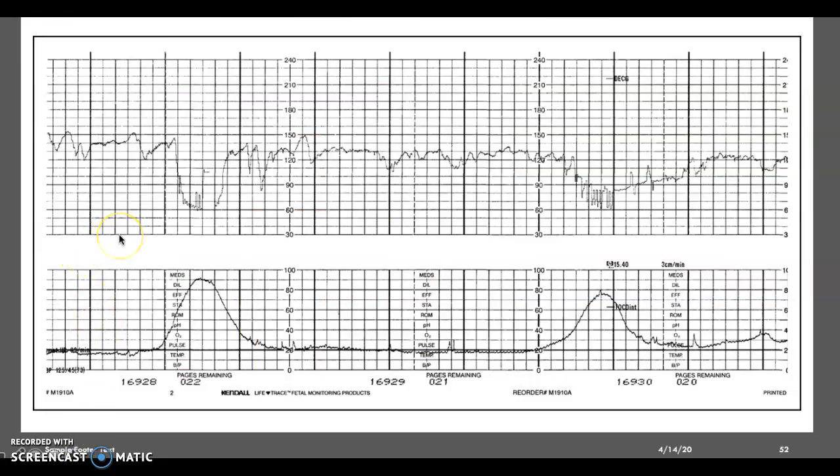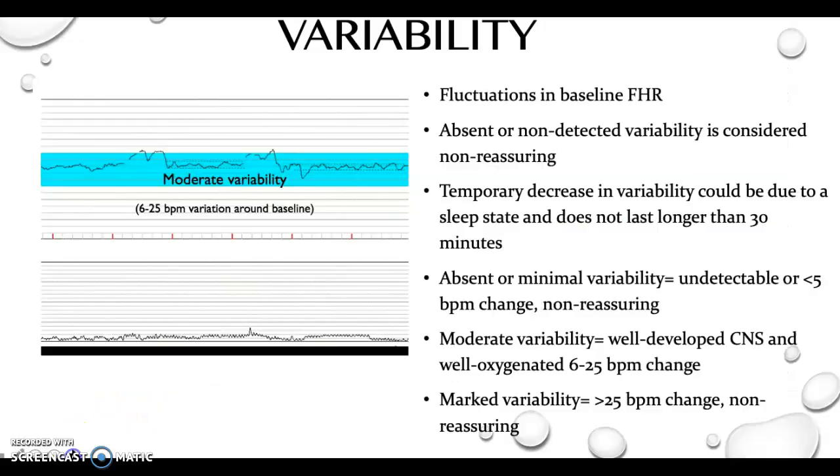This is a really great contraction pattern I have here for you. You can see that these are early decels, which are really great and normal, and it means that the baby is engaged or at zero station into that maternal pelvis. And we see lots of good variability, even some good accelerations in here. This is a variable decel caused by cord compression. So you can see that's a really good fetal heart rate pattern.